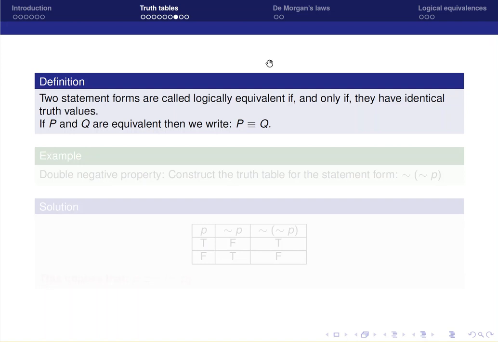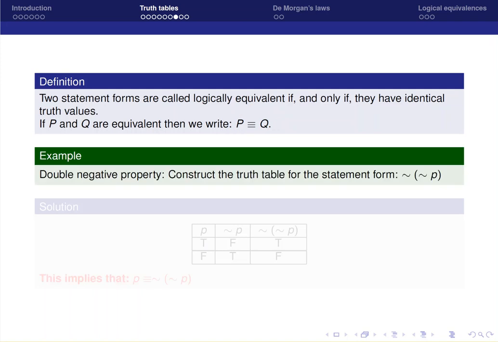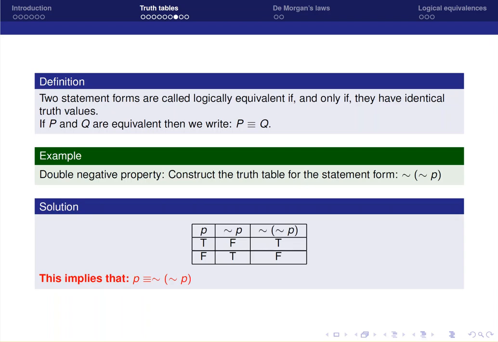Now, two statement forms are called logically equivalent if and only if they have identical truth values in their truth tables, and we write the symbols P ≡ Q. It is easy to show that the double negation results in a statement that is equal to the original statement. Just like in algebra, saying, for example, -(-3) is the same thing as saying 3. In logic, saying not not P is logically equivalent to P itself, and we can see that in the truth table in front of us on that page.